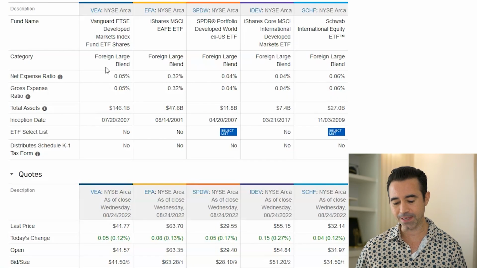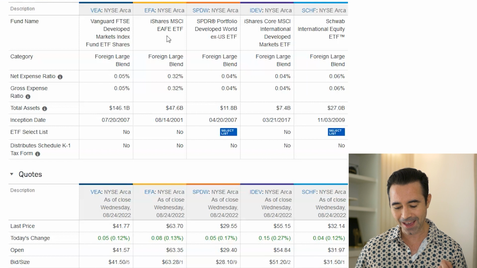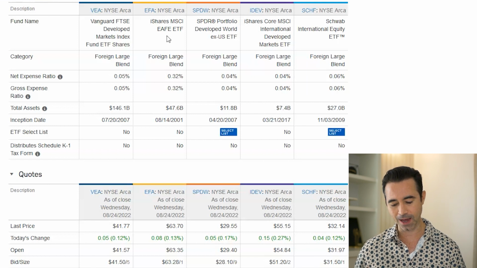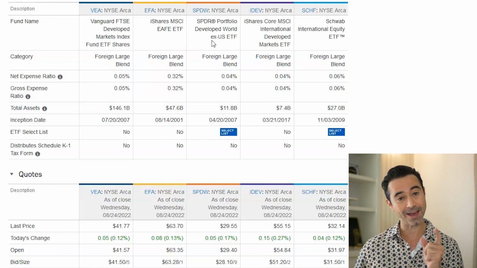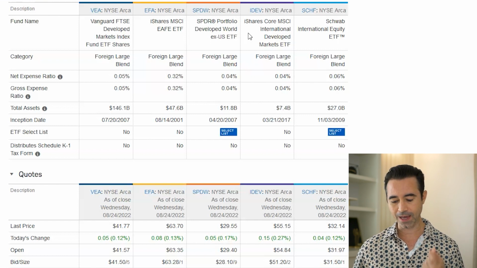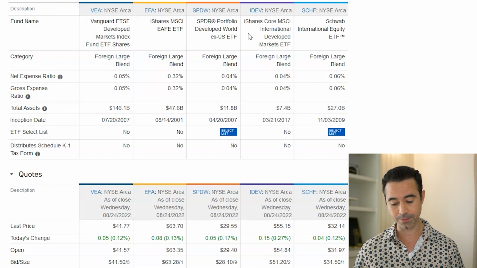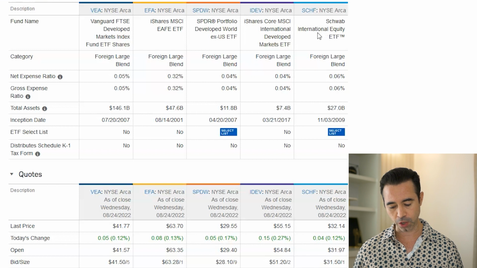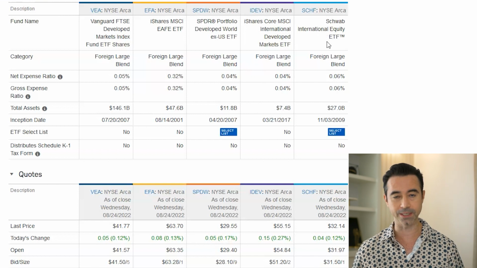First off, we have VEA. VEA is the Vanguard FTSE Developed Markets Index Fund ETF shares. We have EFA, iShares MSCI EAFE ETF, SPDW, the SPDR Portfolio Developed Markets ex-US ETF. We have IDEV, iShares Core MSCI International Developed Markets ETF. We have SCHF, the Schwab International Equity ETF.